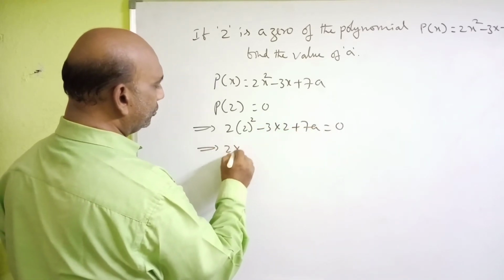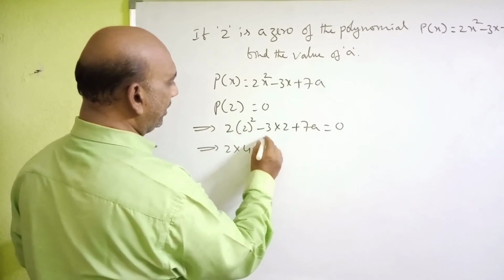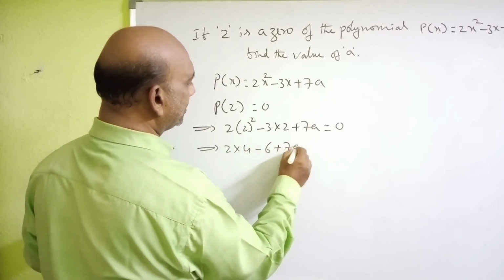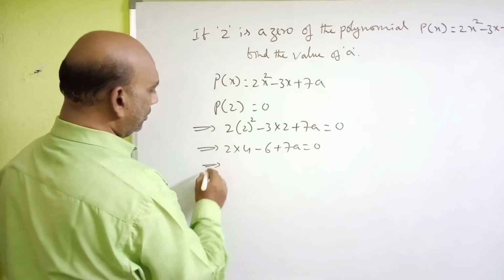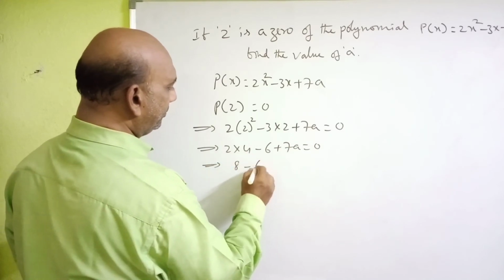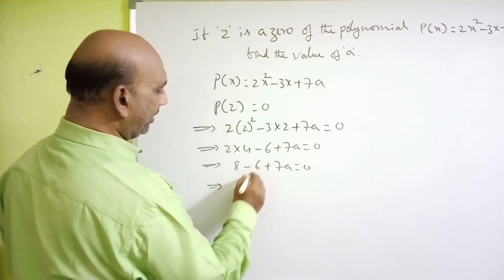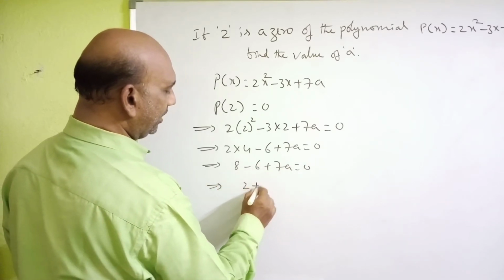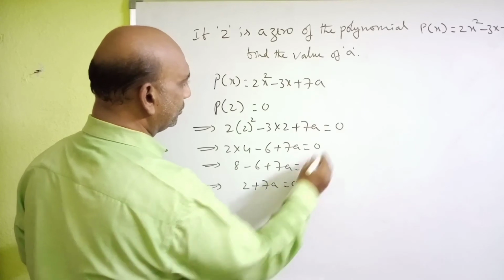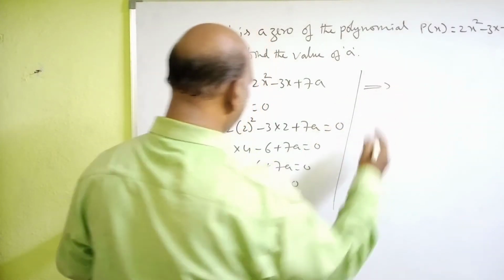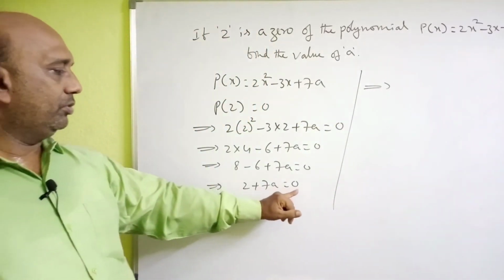This implies 2 into 2 square, value is 4, minus 3 twos are 6, plus 7a equal to 0. Implies 2 fours are 8 minus 6 plus 7a equal to 0. This implies 8 minus 6 is 2 plus 7a equal to 0. This implies 2 plus 7a equal to 0.